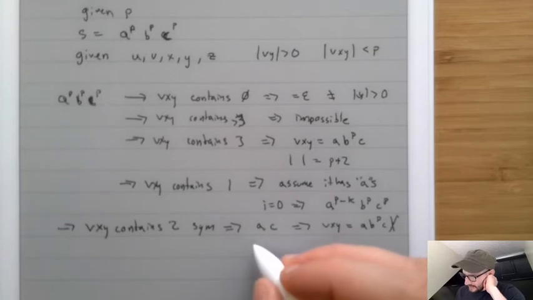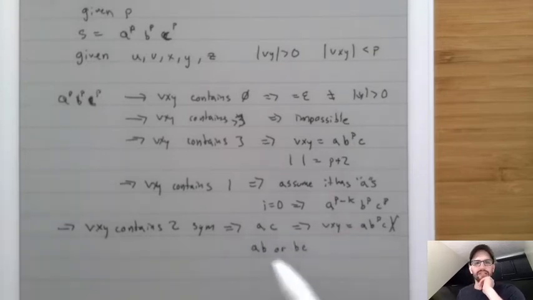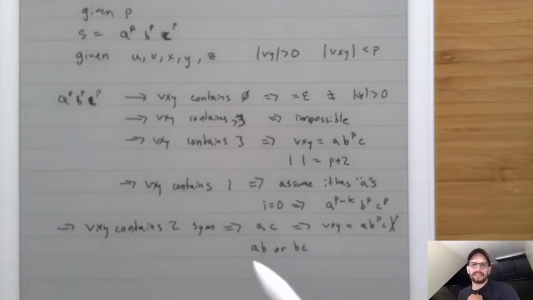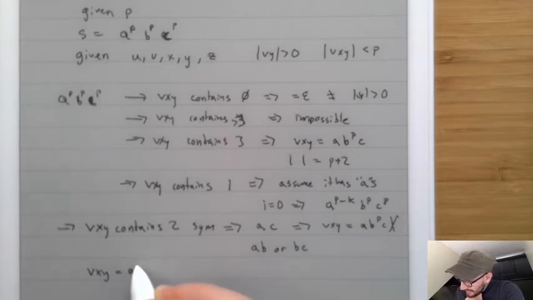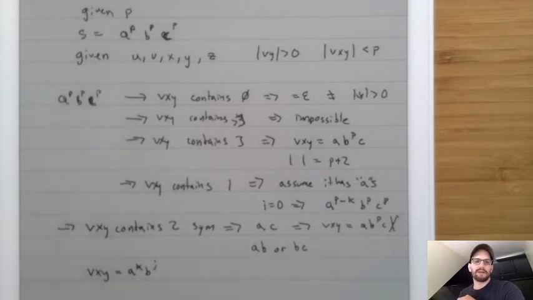What if it contains A and B or B and C? So these 2 cases are going to work symmetrically. So let's just assume that it contains A and B, and we'll go from there. So that means that vxy equals A^K B^J. There's some number of A's and there's some number of B's. All right. Now, however many that is, let's not even worry about how to divide it up.